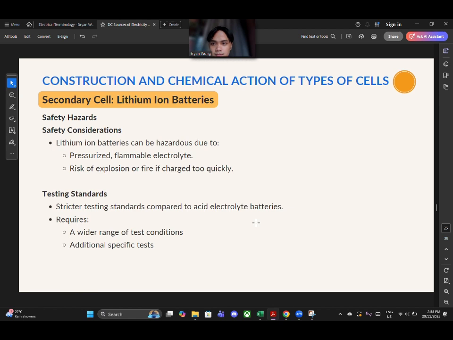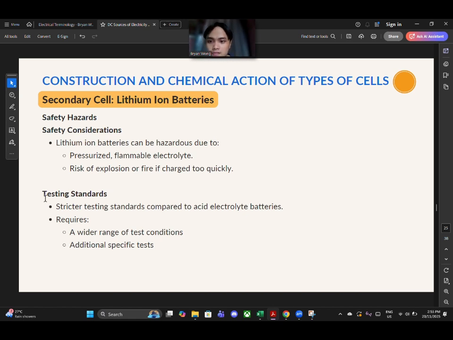So the safety hazards. Let me explain the safety hazards for a lithium ion battery. The safety consideration we must take into account is that lithium ion batteries can be hazardous due to the pressurized flammable electrolyte. There is a risk of explosion or fire if charged too quickly, so these batteries cannot be charged too quickly.